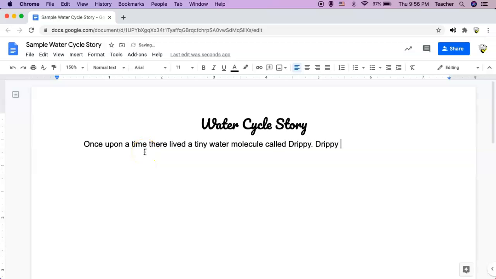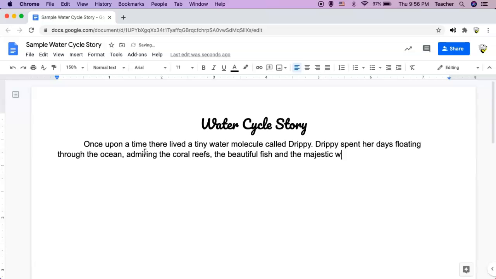As you're writing, make sure to take some time to establish the setting. What is your character seeing? What are they doing? What does it feel like to be a water molecule in your story? Those sort of details really separate a story from a report.